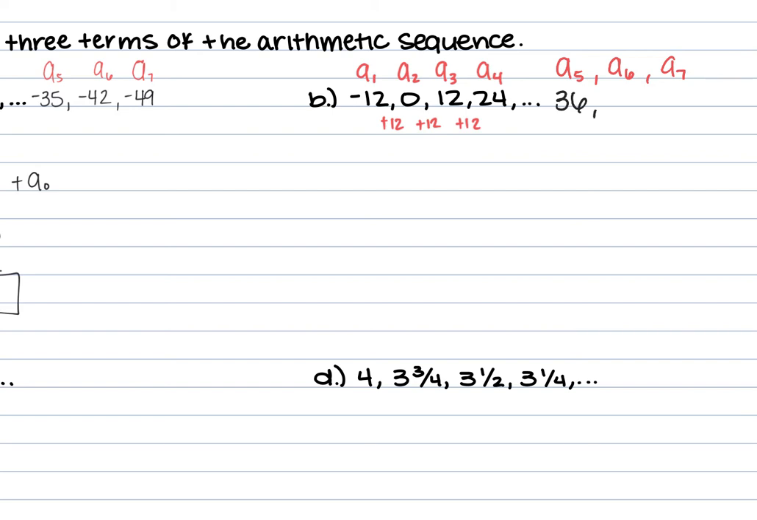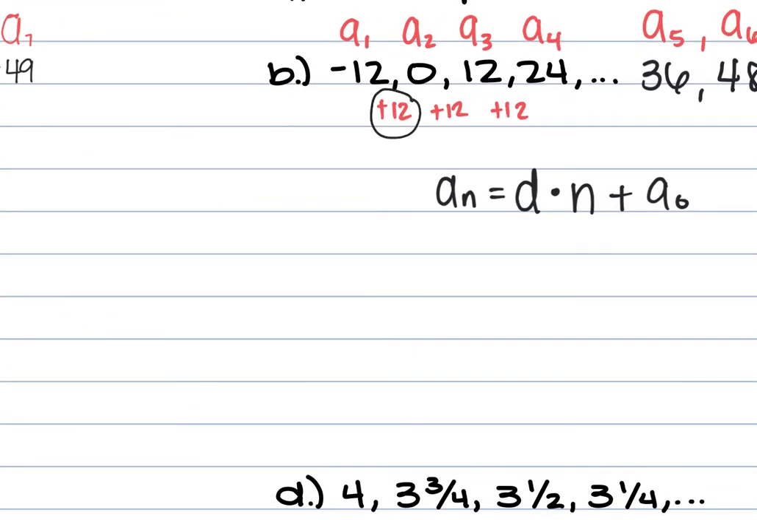What are they? 36. 48, good. And 60. That was the easy part, okay? Now we're going to say, okay, A sub n has to be equal to the difference times n plus A0. What's my difference in this sequence? Amina? Negative 12. Not negative 12. Remember, the difference is what you did to each term. Oh, just 12. Positive 12, okay? So D is equal to positive 12, or just 12.